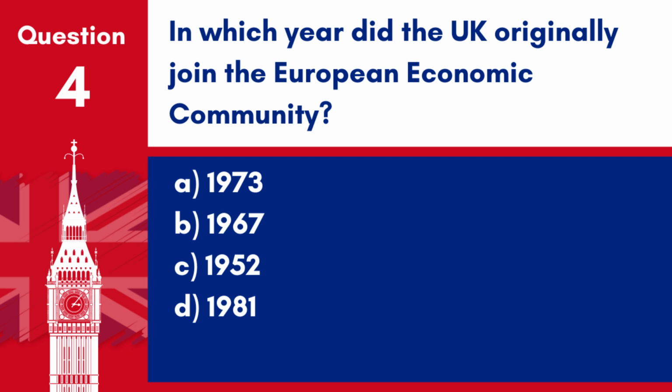Question 4. In which year did the UK originally join the European Economic Community? A. 1973. B. 1967. C. 1952. D. 1981. Answer. A. 1973. The UK joined the European Economic Community, now known as the European Union, in 1973.